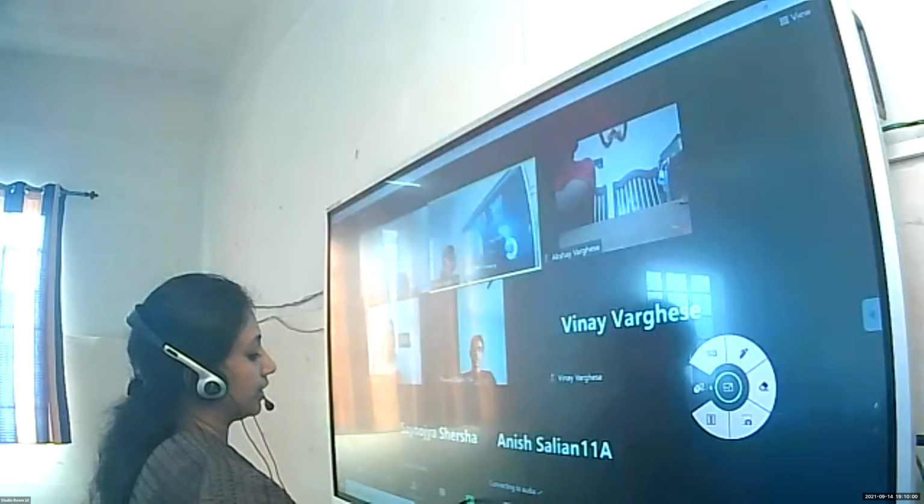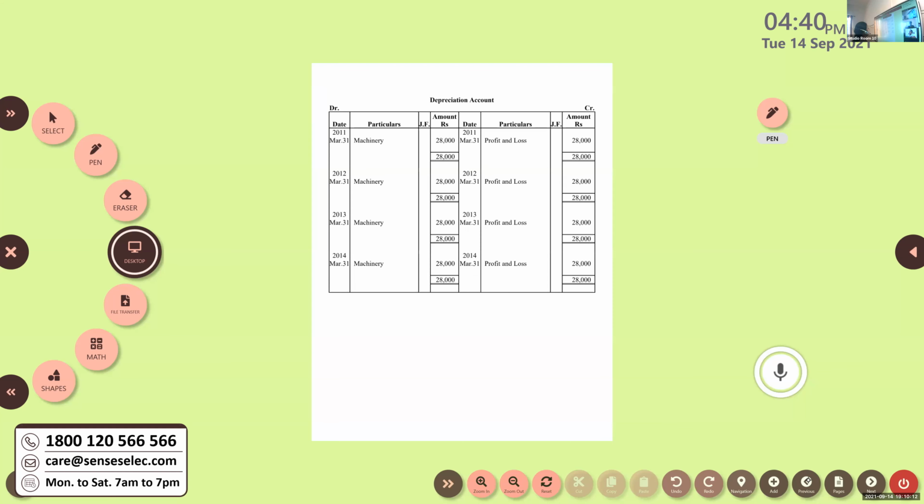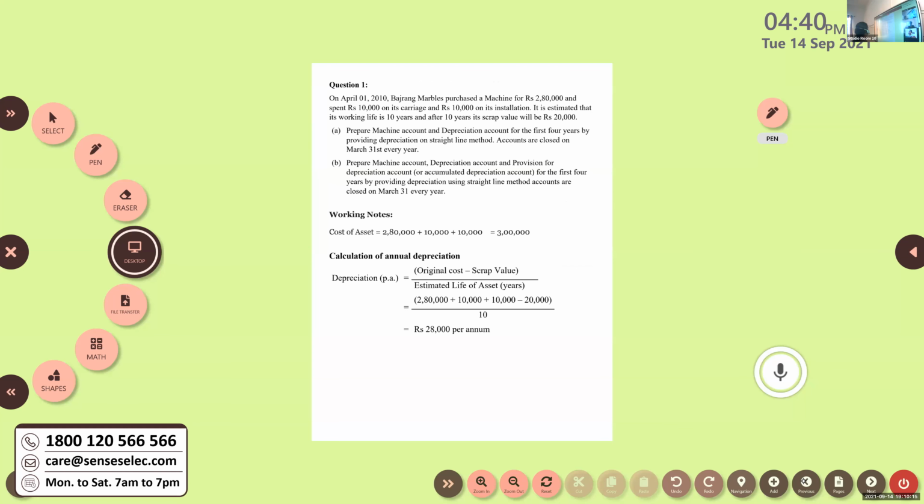So let us continue with depreciation. Question number 1. We will move to the second sub-question. The second sub-question was: prepare machinery account, depreciation account, and provision for depreciation account for the first 4 years by providing depreciation using straight line method. Here also the method is straight line method. Let us see the journal entries.